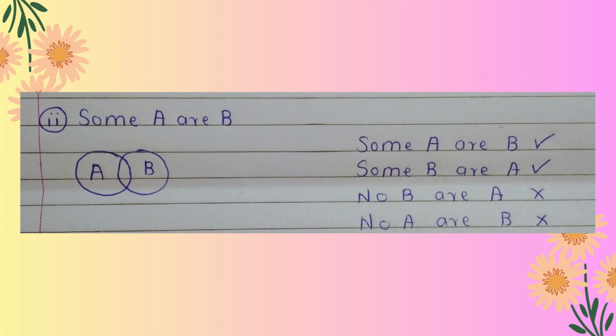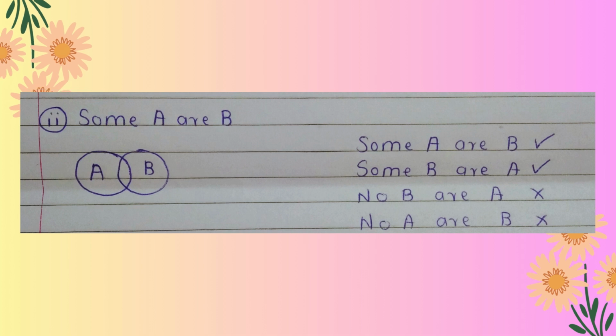So let's see which conclusion follows. Some A are B. Yes, it's true. Some B are A. Some B class students are in A class. True. No B are A. No, because some B are in A. So how can we say no B are A? So it's a false statement. No A are B. No, because some A students are also in B class. So that's why we can say that no A are B is a conclusion which does not follow the statement.